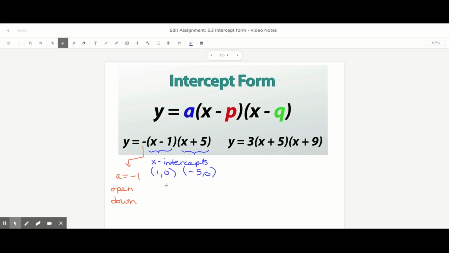Also remember what we've been talking about. These two numbers, the 1 and the negative 5, actually represent the roots, the zeros, the x-intercepts, and the solutions. So intercept form gives you the answers right off the bat. Now, one more example of this. I see here a 3, so that means I'm going to open up this time. It's also going to be more narrow, just to throw out some of our facts from last week. And then my two intercepts here are going to be (negative 5, 0) and (negative 9, 0).